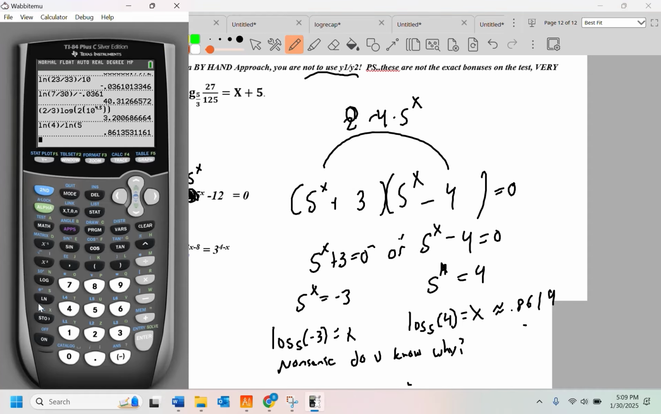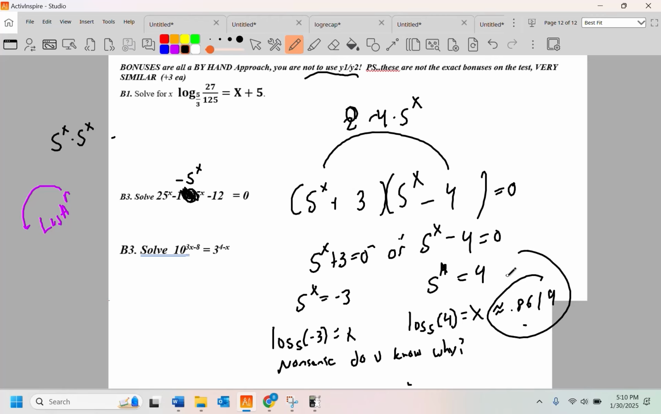Let's see what the old TI-84 does. So ln of a negative 3 sitting pretty over ln of 5. Error, not real. It's not a real solution. So there's only one real answer. This one, the other one is not garbage. That's your only answer. All right, next one.